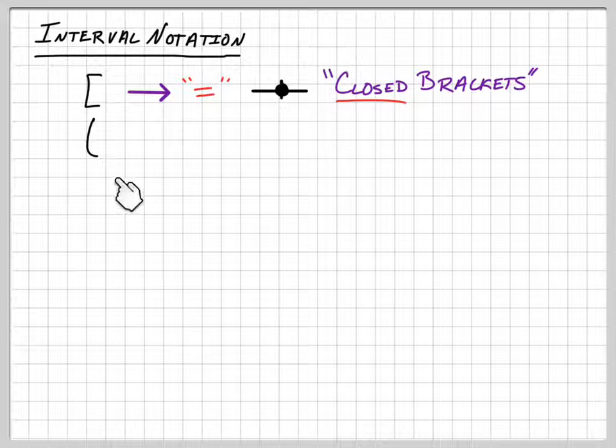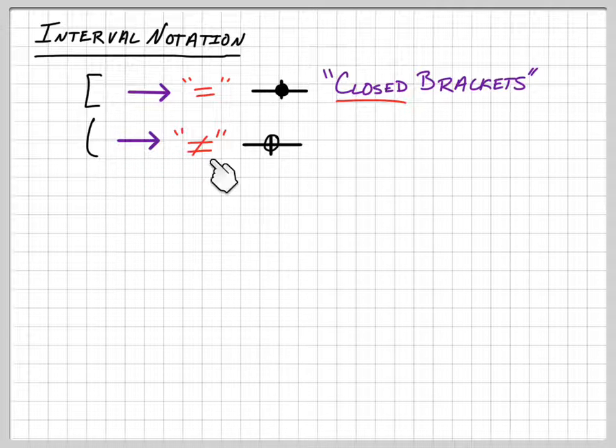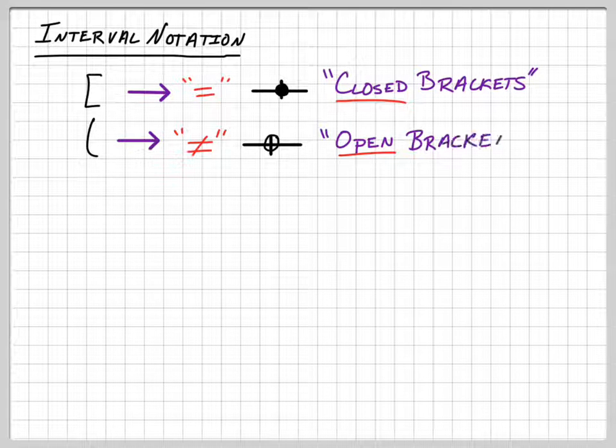So for this guy, this is the open one. You could probably guess what I'd put to correspond to each piece here. Instead of equal, it's not equal. Instead of closed circle, it's an open circle. So essentially, if you see the open bracket on the end of your interval, that means that that point at the end of the interval is not included in there. So that's for open brackets.